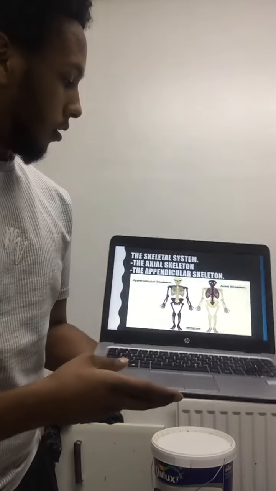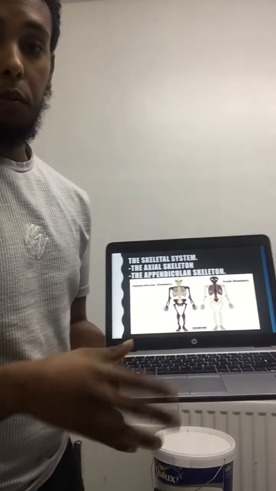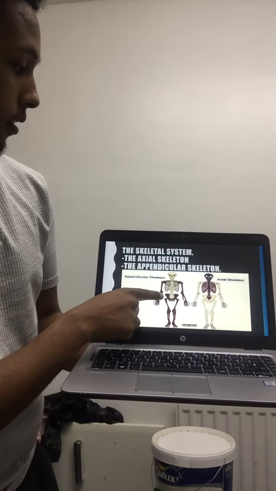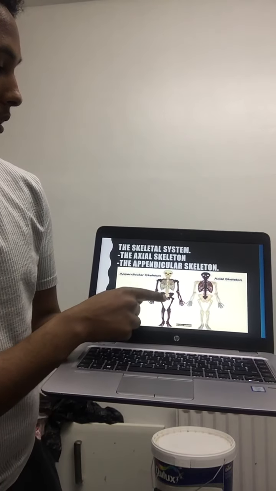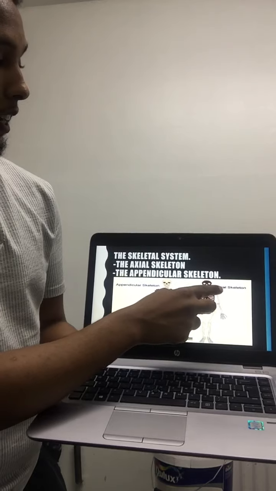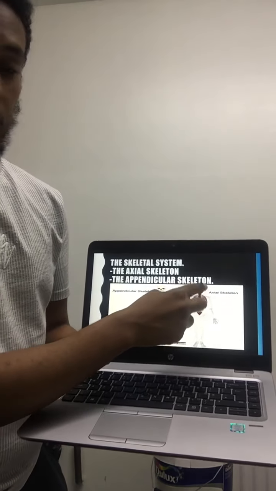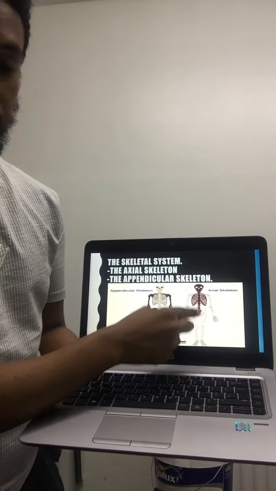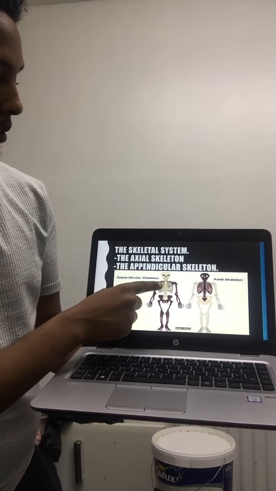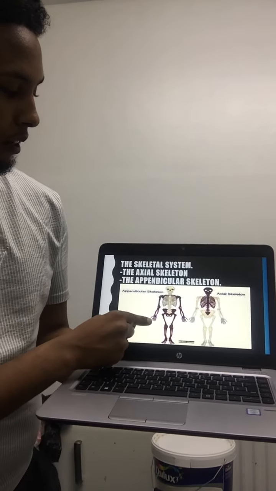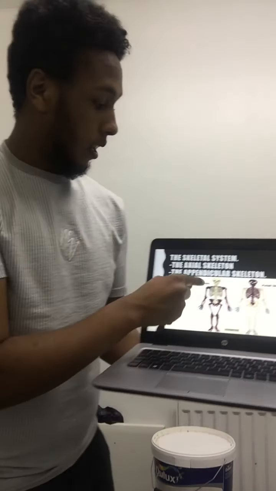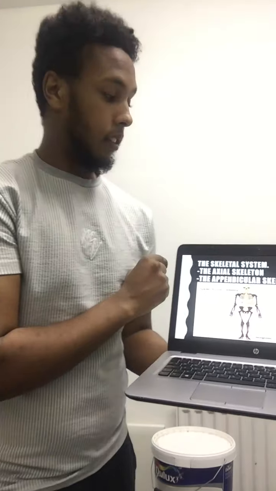As you can see on the laptop, the red part is the appendicular skeleton, and on the other side is the axial skeleton, from the skull and the ribs to the pelvis. The appendicular is from the shoulders all the way to your fingers, and from your hips all the way to your toes. That's the appendicular skeleton.